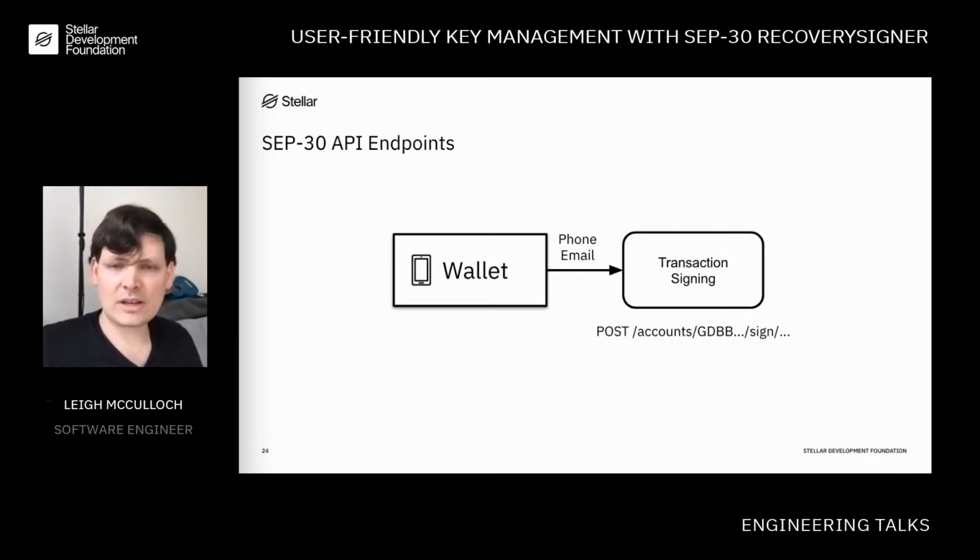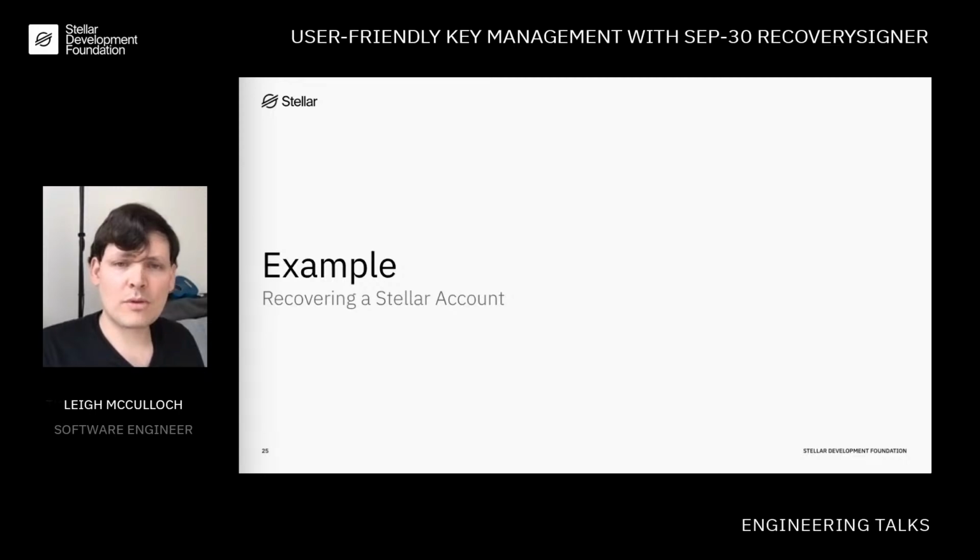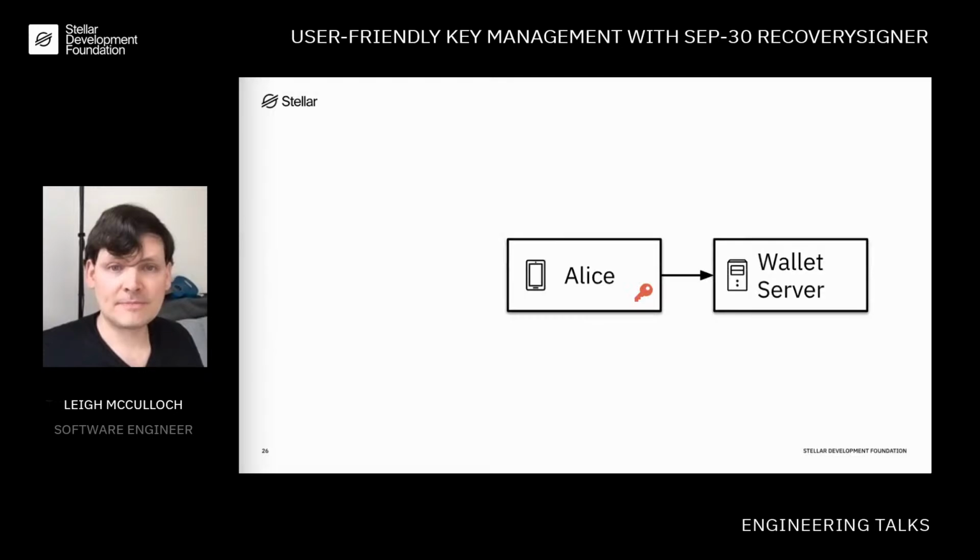So let's have a look at an example and we'll walk through how a wallet can use these two endpoints to support account recovery. For the example, we'll give the user who is using the wallet a name and we'll call her Alice. When Alice creates an account with the wallet, the app on her phone is going to generate a master key, and then the wallet server is going to create the account associated with that master key.